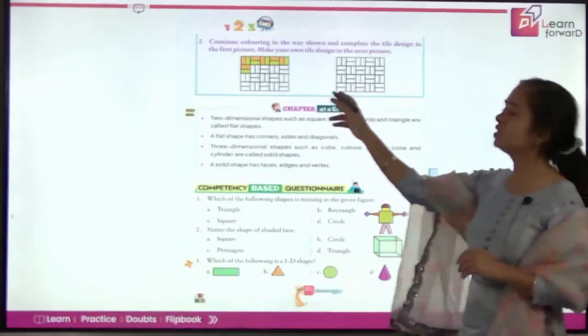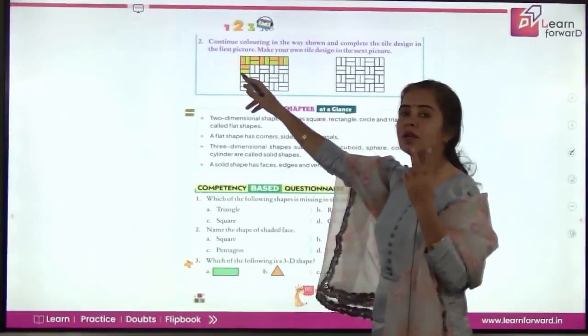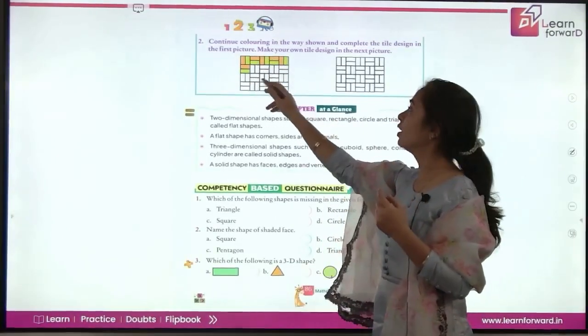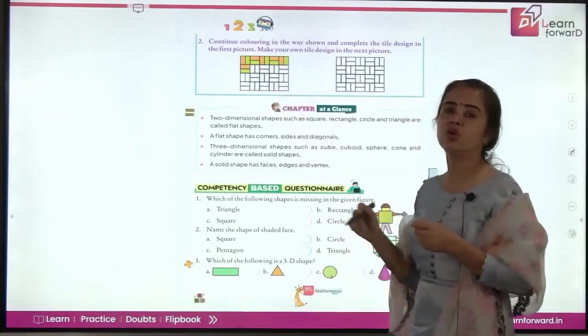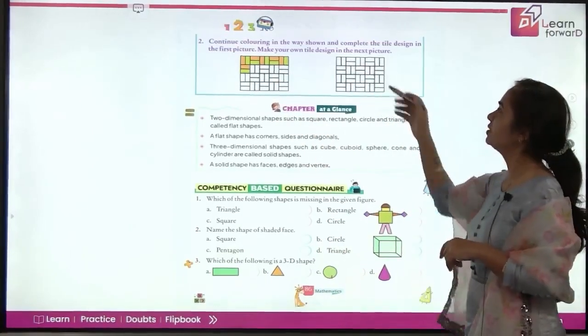So for the first, they have already given you the pattern of how you have to do it. Use 2 colors, orange, green, then orange, green, orange, green. Now this is what they want you to do: complete the pattern like this, and make your own tile design in the next picture.